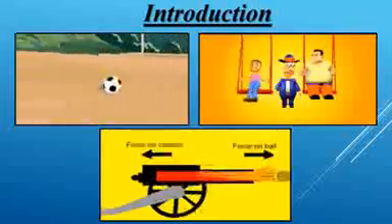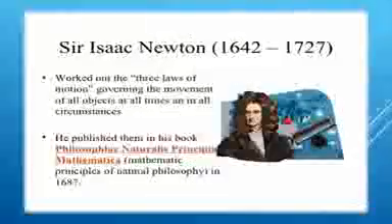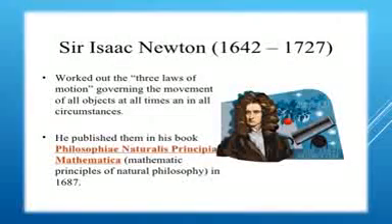All the above facts can be explained by the laws of motion given by Sir Isaac Newton. He worked out the three laws of motion governing the movement of all objects at all times and in all circumstances. He published them in his book Philosophiae Naturalis Principia Mathematica in 1687. These laws are well known as Newton's laws of motion.